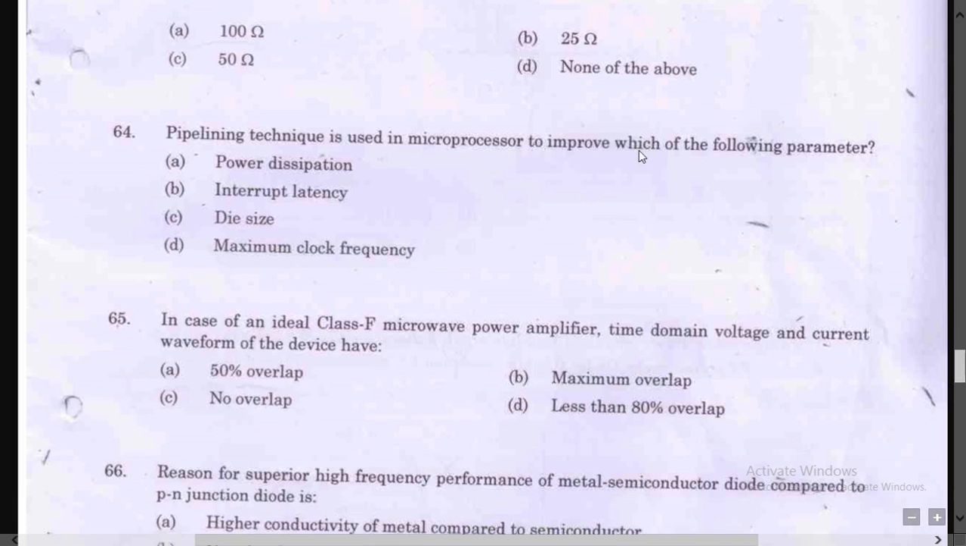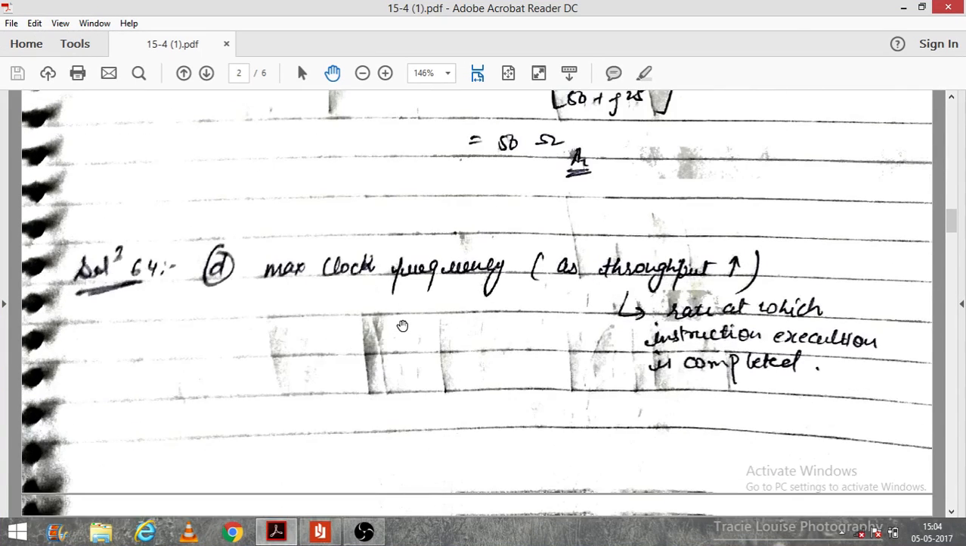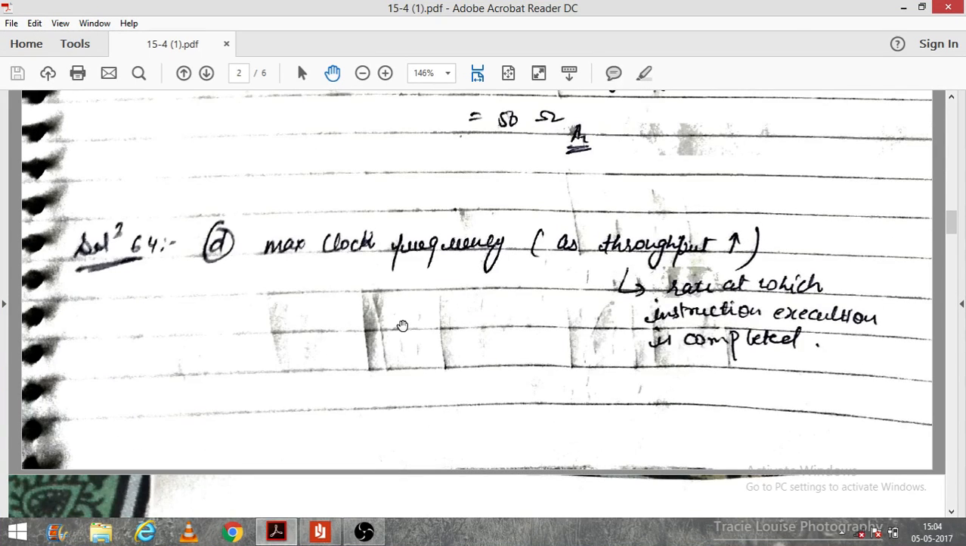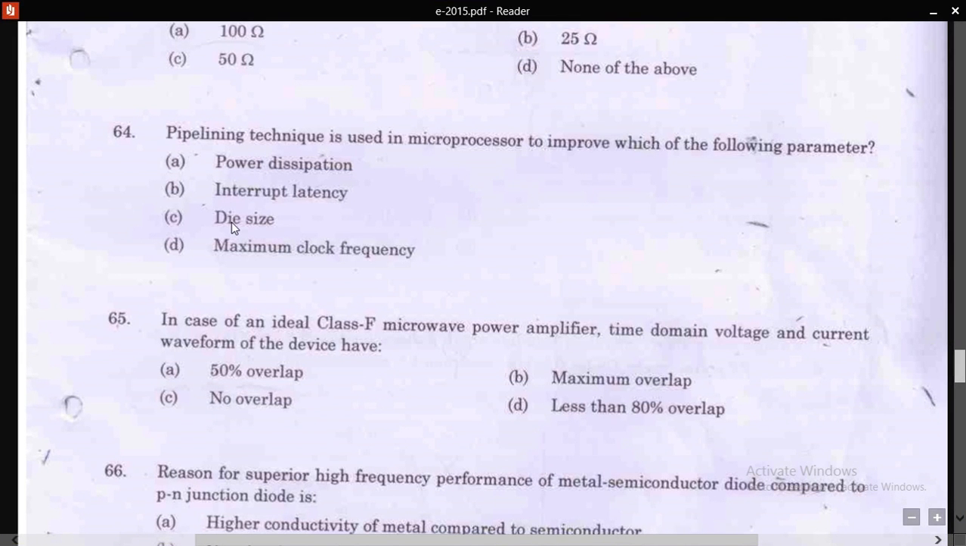Now we are given that the pipelining technique is used in a microprocessor to improve which of the following parameters. Actually pipelining is used to maximize the throughput, that is, the number of operations completely executed. So we just want to improve the throughput efficiency. That is why we are using the pipelining technique, in which the maximum clock frequency we have to improve. So D will be the correct answer.